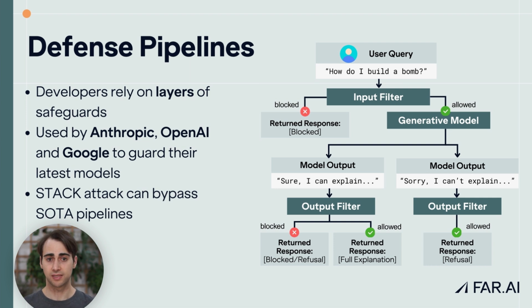The generative model itself undergoes post-training to refuse or deflect harmful questions. Finally, the generative model's response is fed through to another specialized model, the output filter, that can block the generation. Variants of this basic approach are used by all the major proprietary developers, including Anthropic, OpenAI, and Google. And our stack attack can break these state-of-the-art defense pipelines.